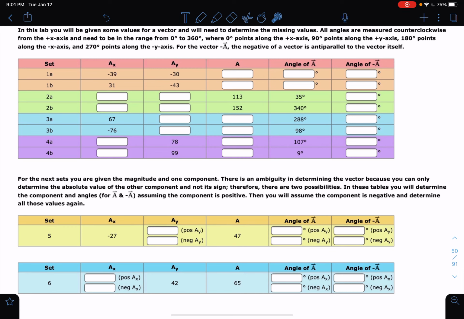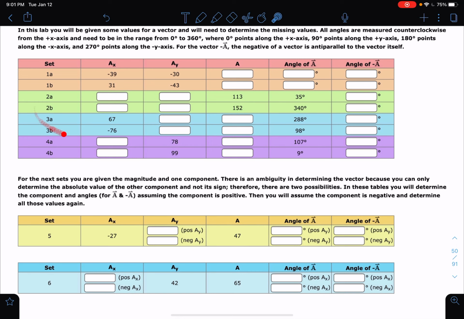Sometimes you're given the magnitude and the angle, and you're asked to find the components. Or perhaps you're given the angle and one of the components, and you're asked to determine the missing component and the magnitude. And then down here, it's a little trickier, but you're given one of the components and the magnitude, and you've got to figure out the missing component and the angle. This one's a little trickier, so I'm going to talk about this one a little later.